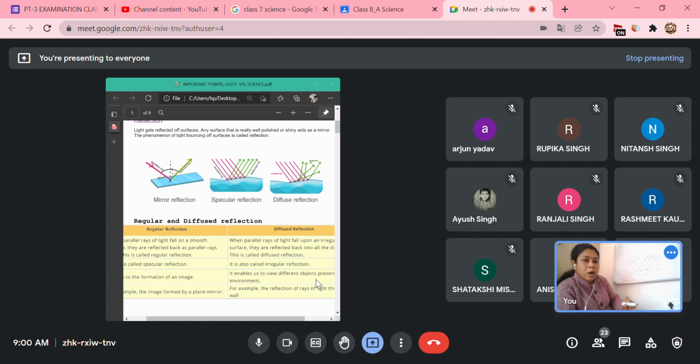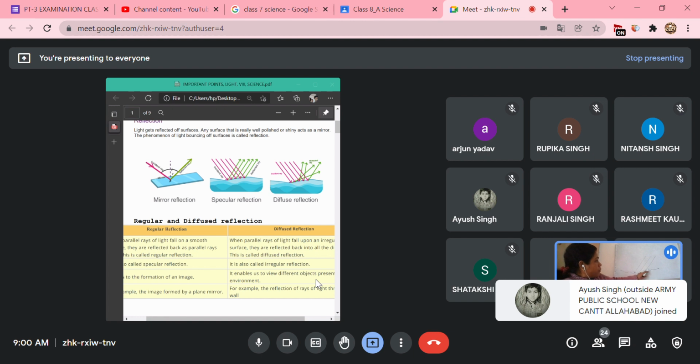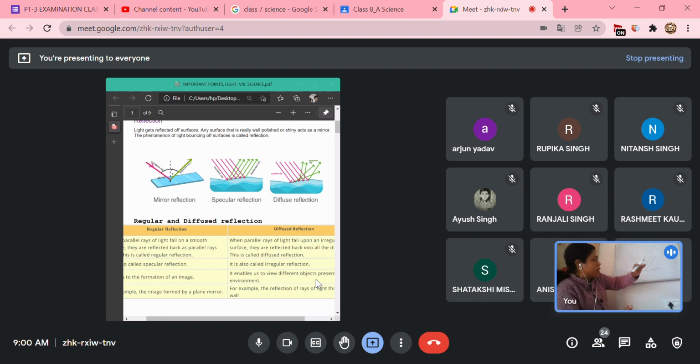But what happens if the surface is uneven? See the third diagram, it is uneven. Rays will come parallel, but they will fall on different areas where the surface is not on the same plane. You can see the plane over here is like this, here it is like this. They will reflect back not parallelly, so they will just get scattered. As a result, we are not able to see a clear image.